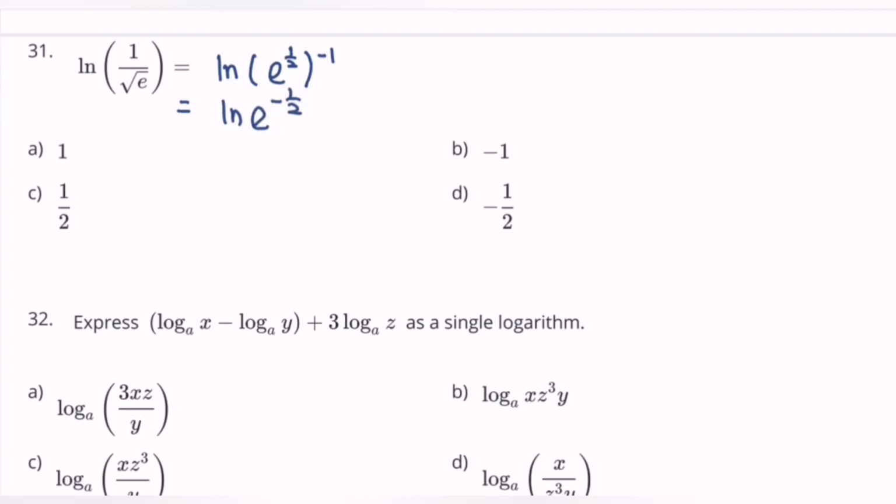Making use of the rules for log, which is the log power, we can bring forward the power, which is negative 1 over 2 ln e. As we all know, ln is log base e. So in here, making use of the fundamental properties of log, we can say the answer is negative 1 over 2. So the answer for question 31 would be D.